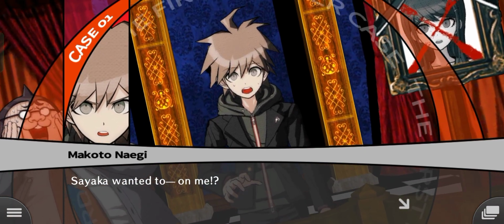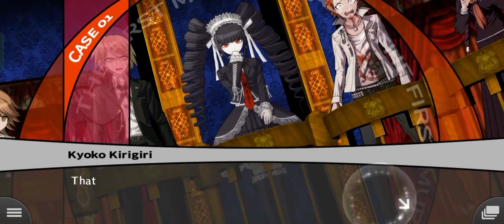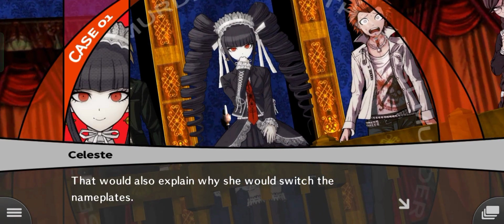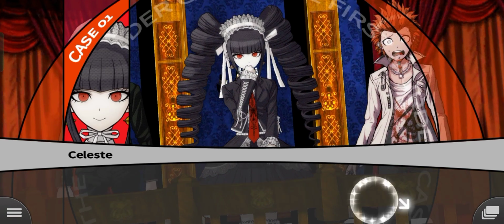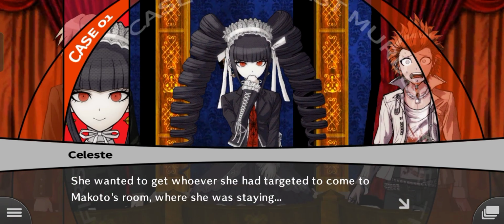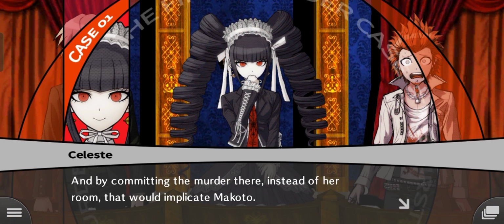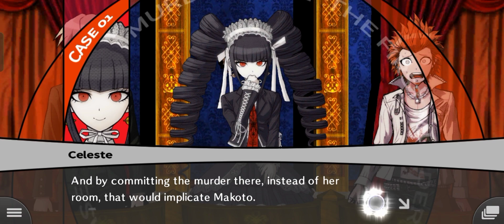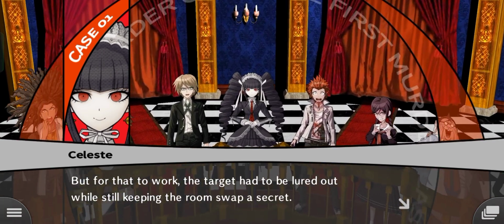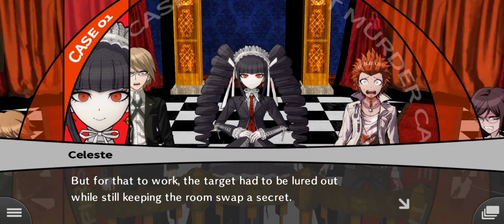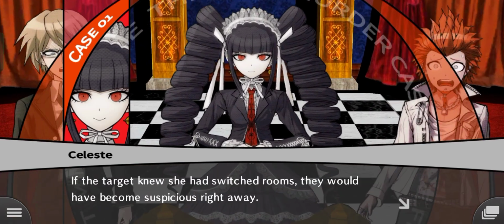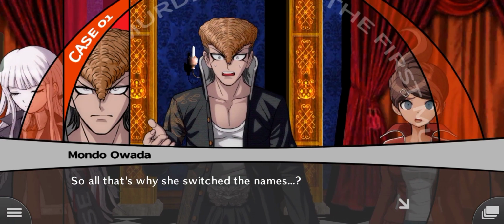Sayaka wanted to... on me? That would also explain why she would switch the nameplates. She wanted to get whoever she had targeted to come to Makoto's room where she was staying. And by committing the murder there, instead of her room, that would implicate Makoto. But for that to work, the target had to be lured out while still keeping the room swap a secret. If the target knew she had switched rooms, they would have become suspicious right away. So all that's why she switched the names?